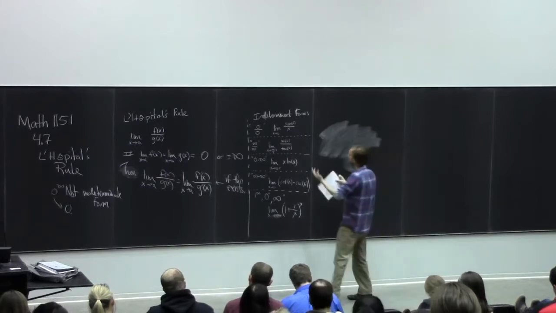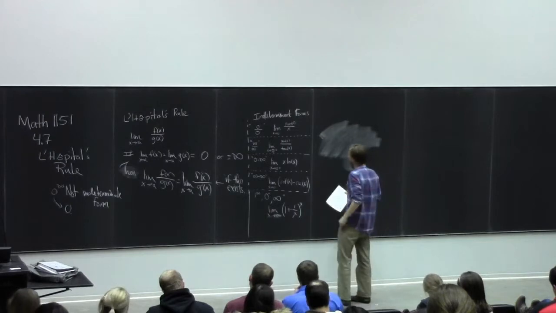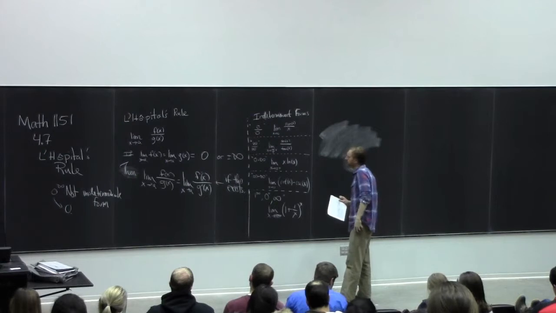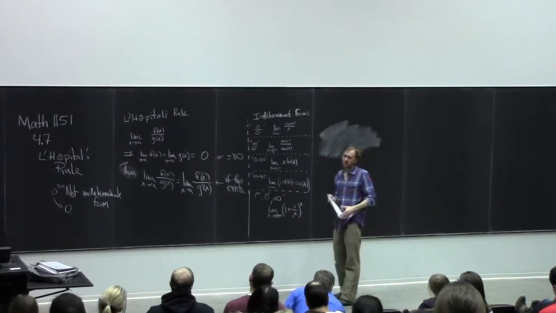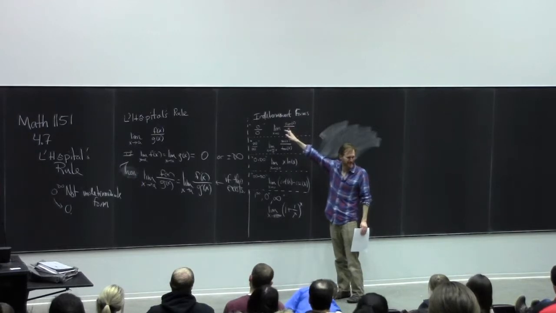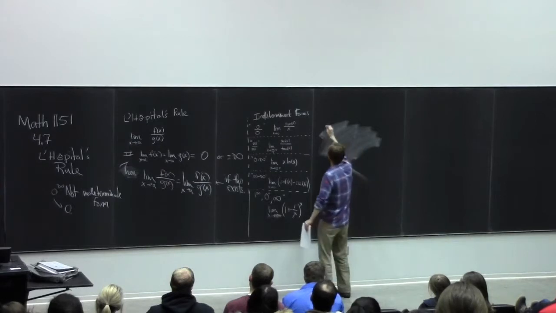Okay, so sine x over x. This is in some sense a bad example, because the way that you know how to compute the derivative of sine x, you had to know how to compute this limit to begin with. We're going to do it anyways.